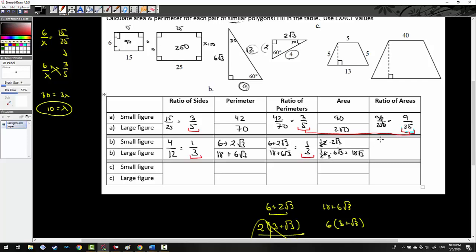So when I look at the ratio of the areas, 2 rad 3 over 18 rad 3, the rad 3s are going to cancel each other out, giving me 2 over 18, which will reduce into 1/9. So again, take a second, look at the ratio of sides, compare that to the ratio of perimeters, and then compare that to the ratio of areas, and see if you can come up with a relationship.